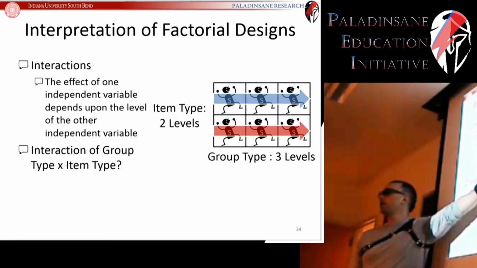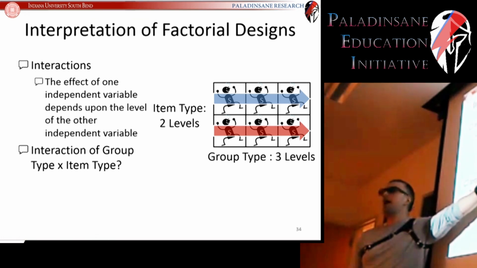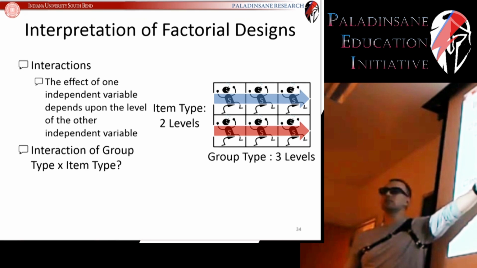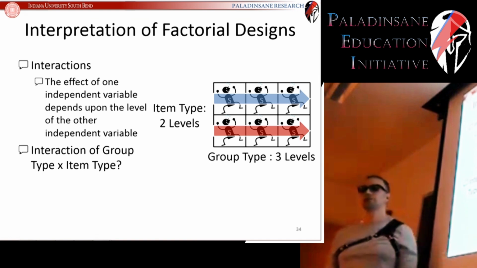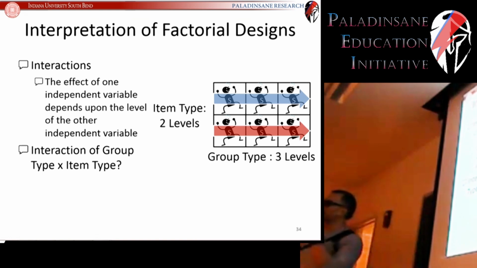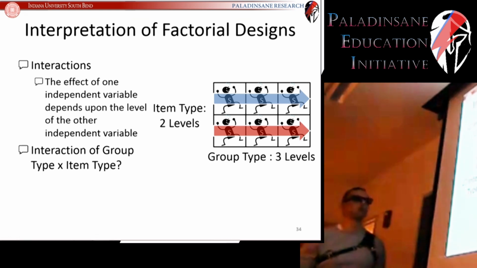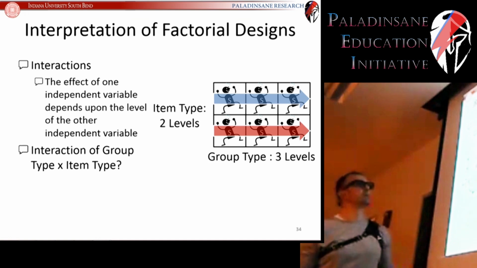You would have to say, oh, it depends. It interacts. Are you talking about correct memories? Or are you talking about false memories? Because the story is different for correct versus false memories. The effect of group size interacts with the type of memory.